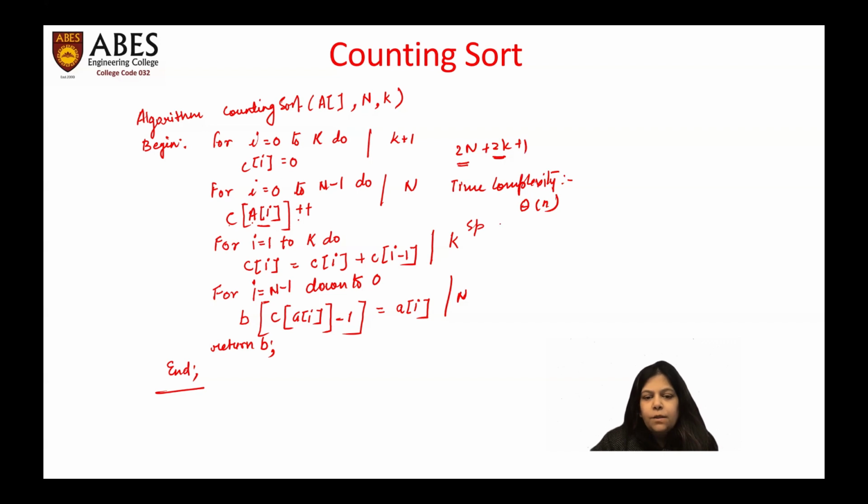And when we talk about the space complexity of this algorithm, we can see that we have taken two additional arrays, one is C and one is B. And we have also taken another variable i. But we know that the number of elements in C will be very, very small as compared to the number of elements in B, as the value of k is very much smaller than n. So we can ignore this k, and as the total time complexity was theta of n, the space complexity will also become theta of n.